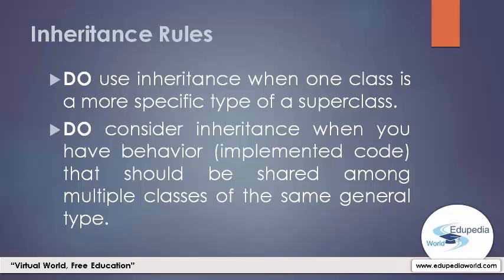The second one. Consider inheritance when you have behavior that should be shared among multiple classes of the same general type. For example, square, circle and triangle all need to calculate the area and calculate the perimeter. So putting that functionality in a superclass shape might make sense. And that would make maintainability and the extensibility much easier.